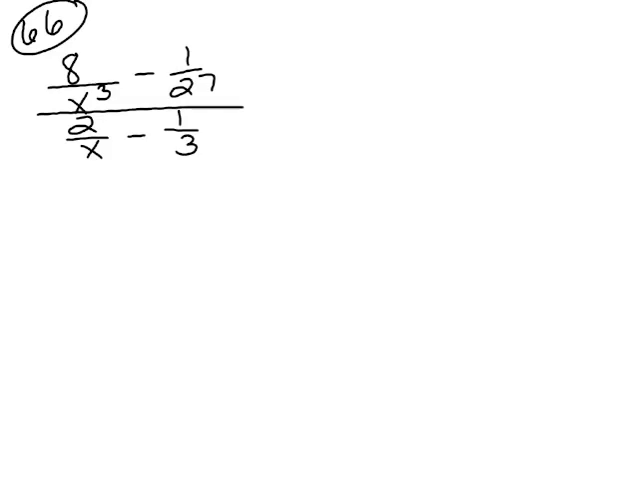What's the smallest number? 27. Okay. Will 3 go into 27? Yes. Okay. So then variables, what's my smallest variable? X cubed. Okay, so there's the common denominator we need to work with, 27x cubed. So what do I need to do to an x cubed to turn it into a 27x cubed? We multiply by 27.